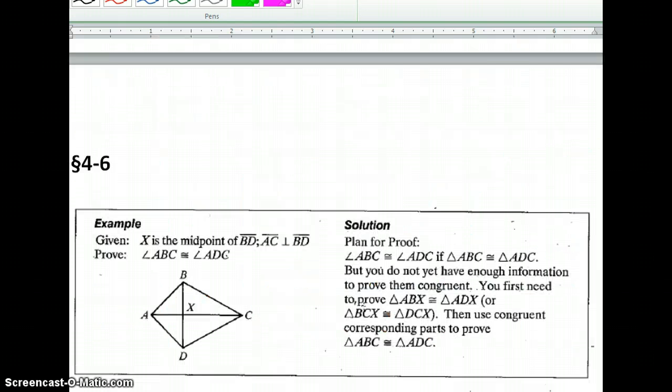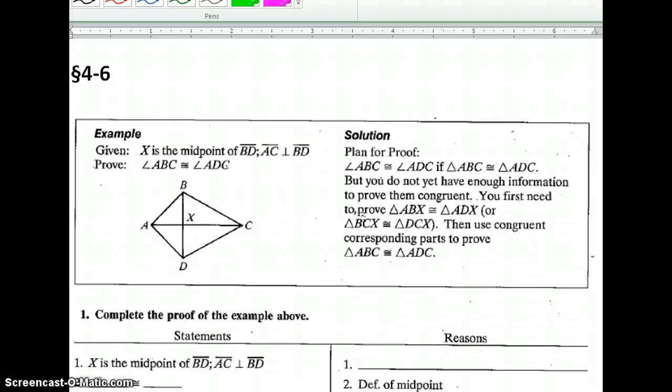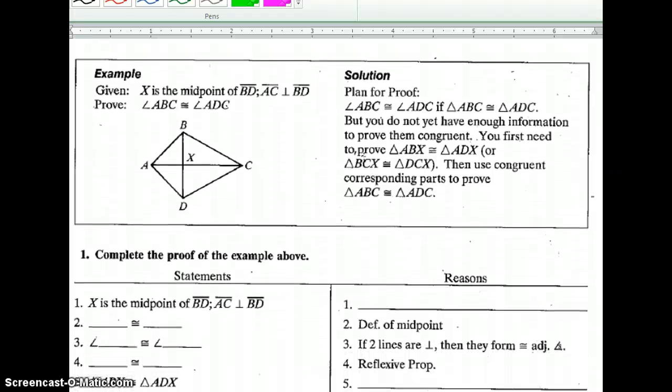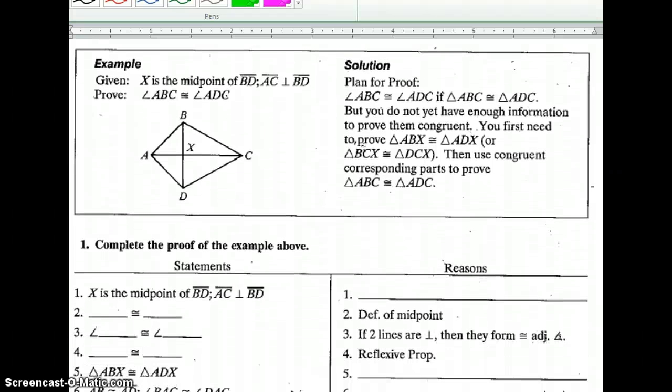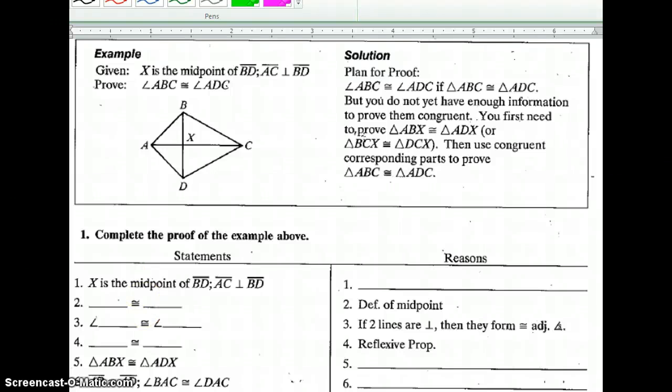All right, 4-6. Example here: X is the midpoint, and there's a plan for it. Let's do it down here. X is the midpoint of BD, so the definition of midpoint tells us that the segment from B to X is congruent to XD. Let's mark it. We also know that AC is perpendicular to BD.